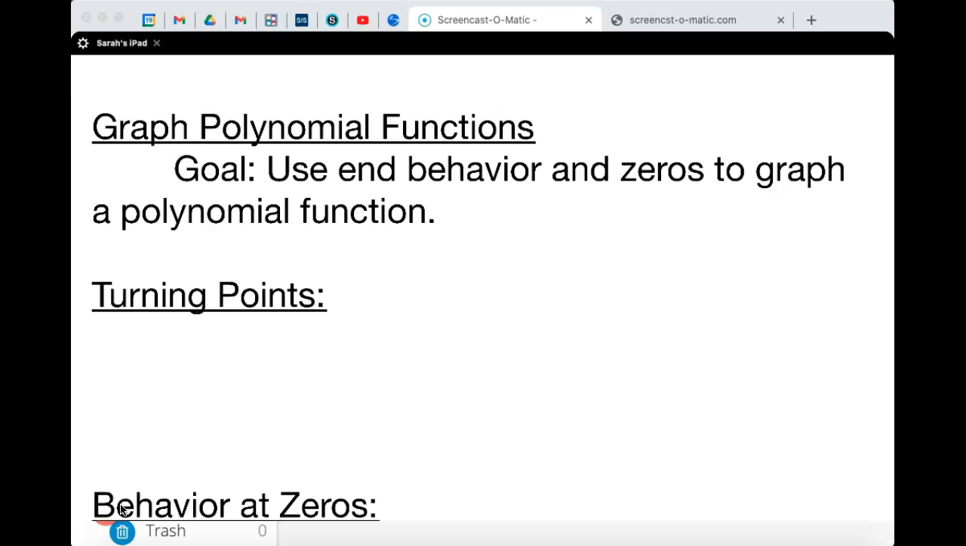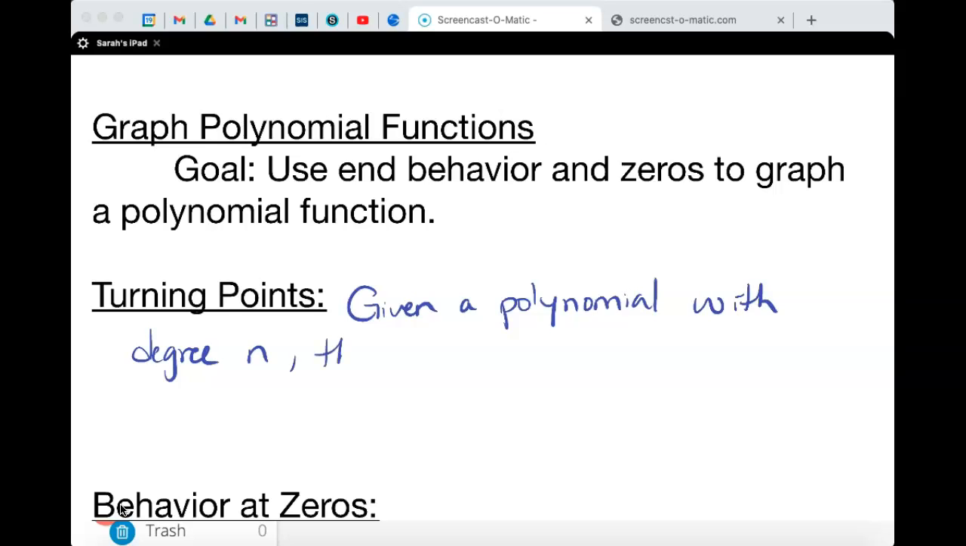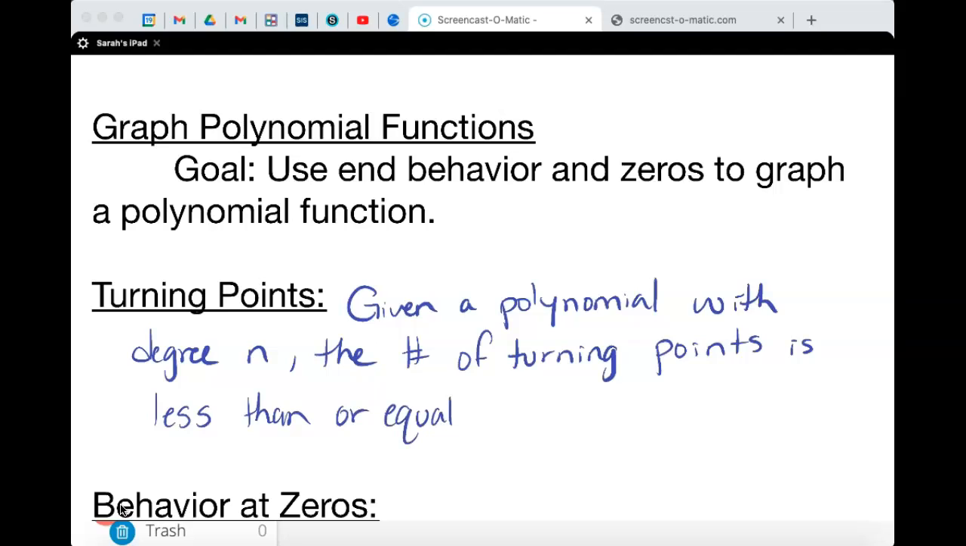Okay? So the turning points, if you're given a polynomial with degree n, the number of turning points is less than or equal to n minus 1. Right, so if we had a cubic polynomial, the degree is 3, so I could have a total of 2 turning points. So it changes from increasing to decreasing, or it could have 1 or it could have 0. A parabola, it's to the second power, so it has n minus 1 turning point, basically. A fourth power could have 3, and so on and so forth. So this is just kind of nice to know.